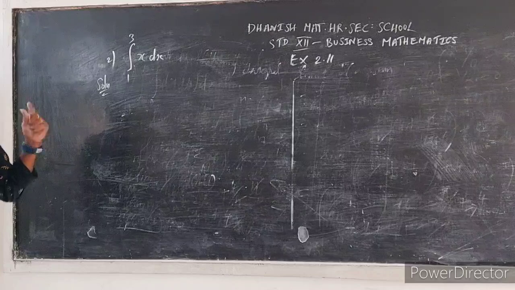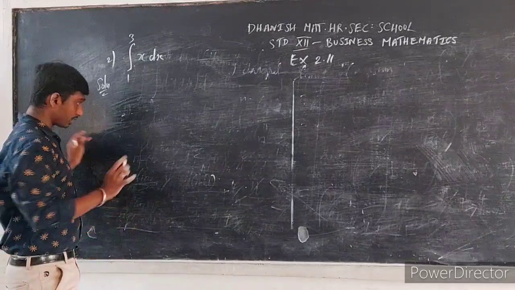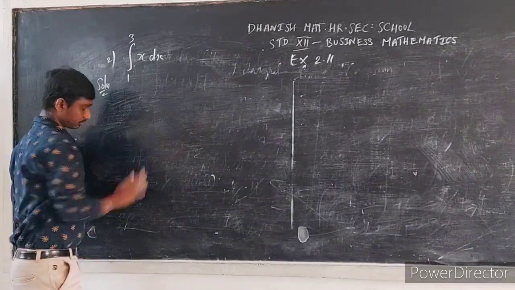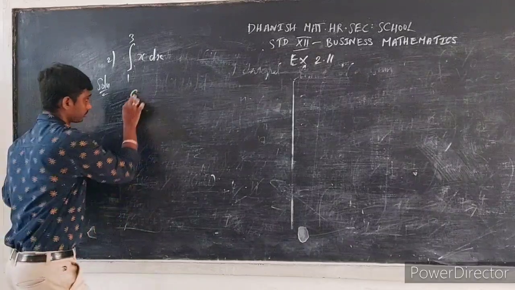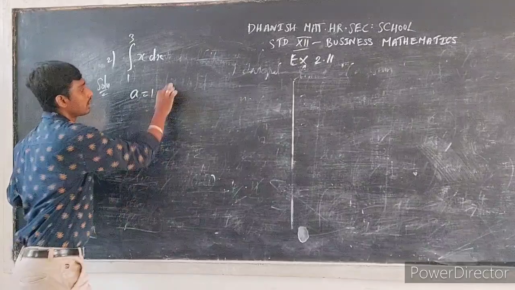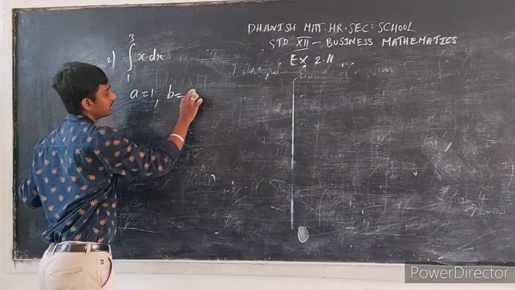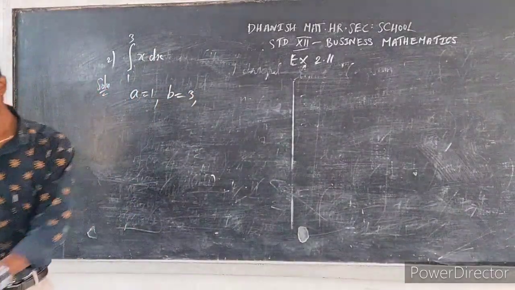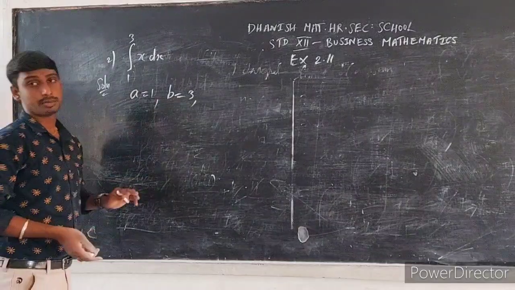What is the formula? This one. So first we are going to find out the a value, that we write as 1. The b value here itself will be 3. So what is the a value? 1. The b value will be 3.